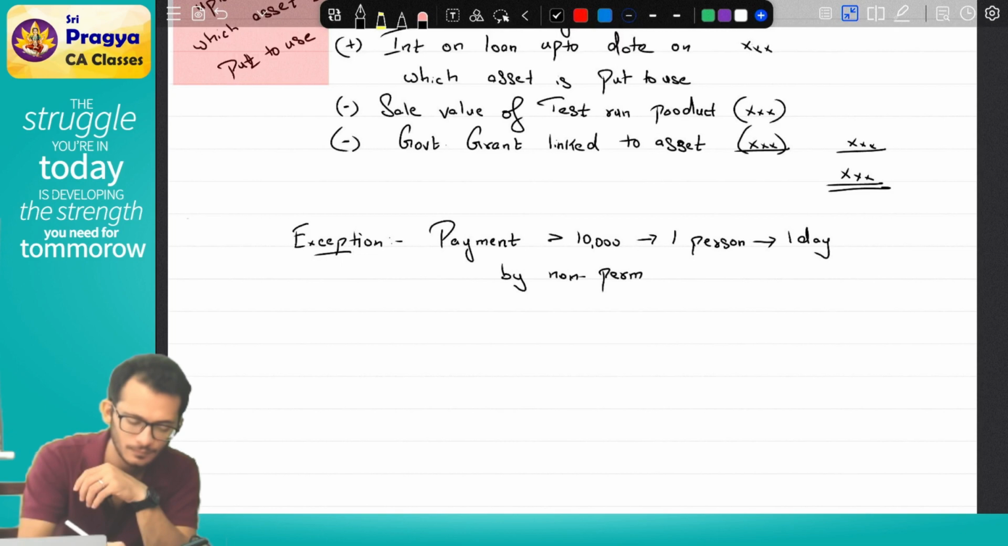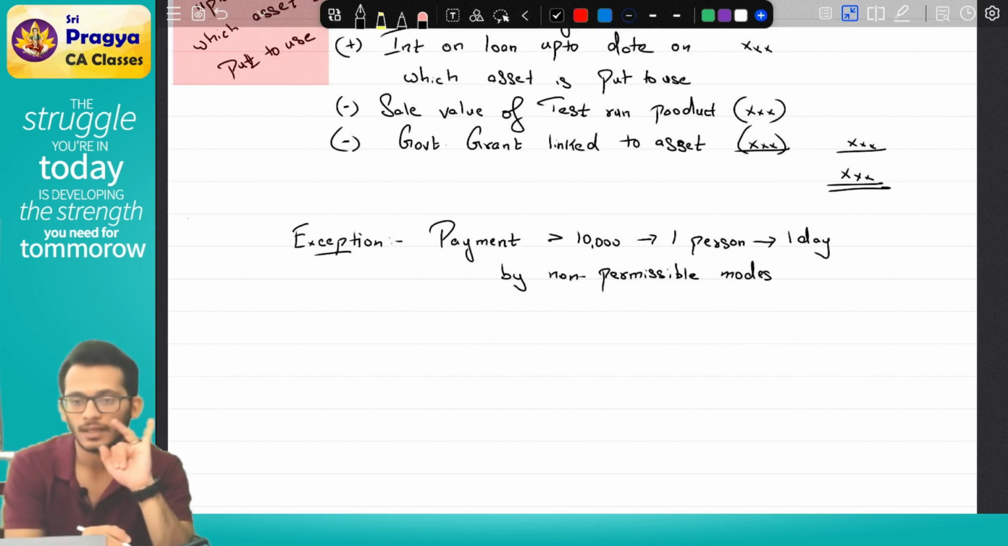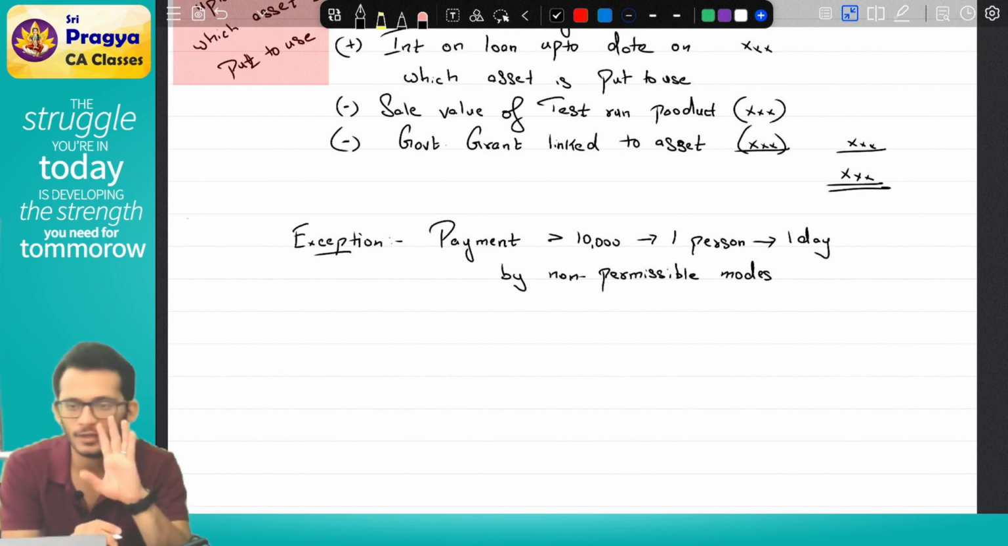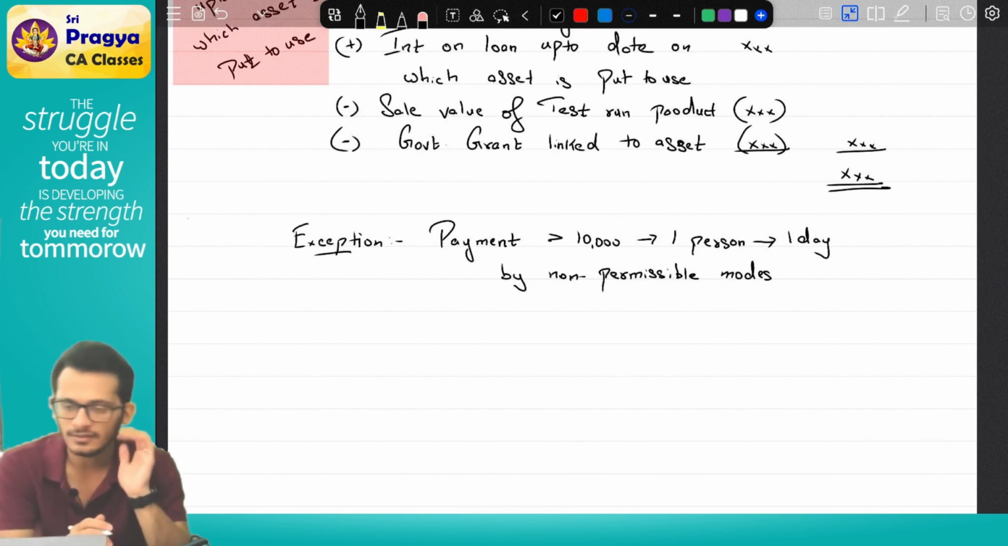What modes? Non-permissible modes. Rahul, what are the non-permissible modes under income tax? We say you should make the payment by account payee cheque, account payee draft, electronic clearing system, and other notified modes. We will read it when we go to 40A3. Right now it is non-permissible modes.